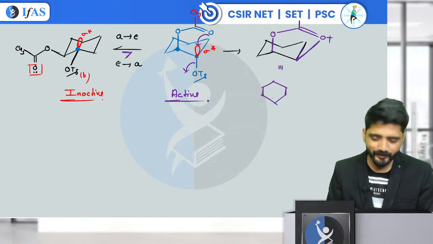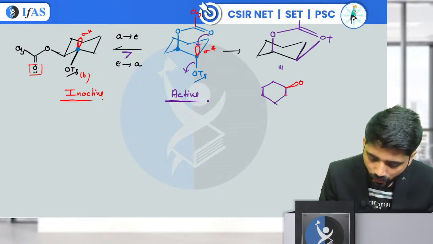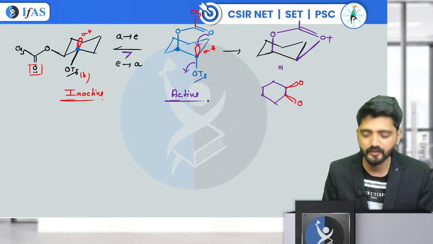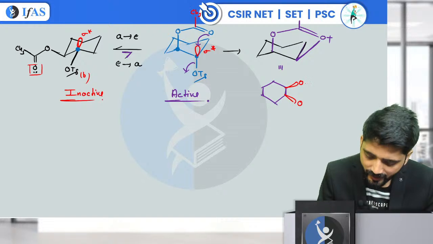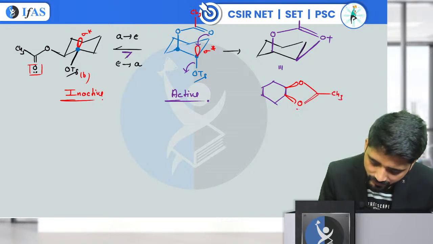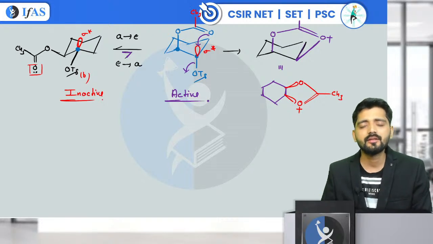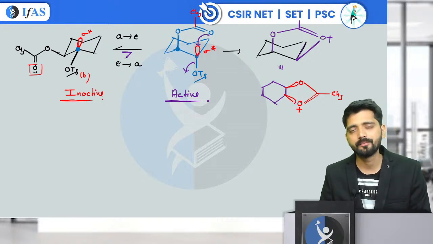Now this cyclic ring is formed from above the plane, no? So I will be drawing an above the plane oxygen here, and an above the plane oxygen here. I will close this ring, with a CH3 group present here and a positive charge here. This is what it is going to look like in a cyclohexane form.